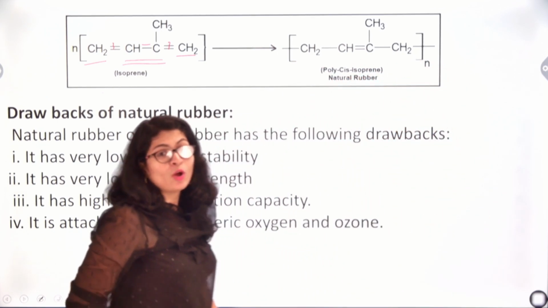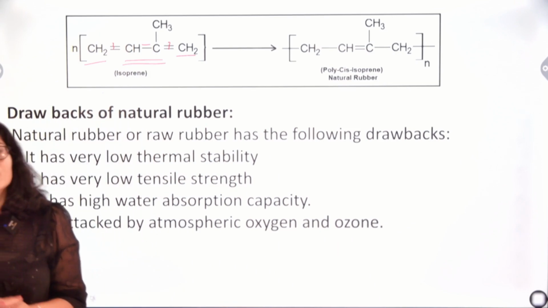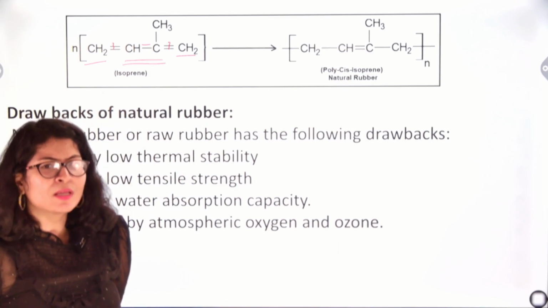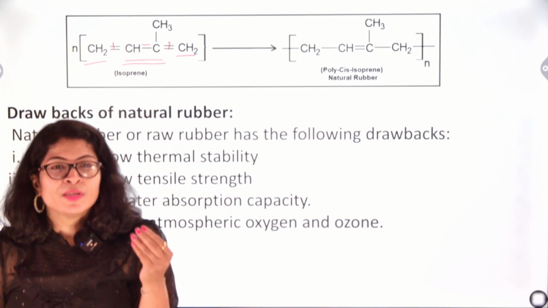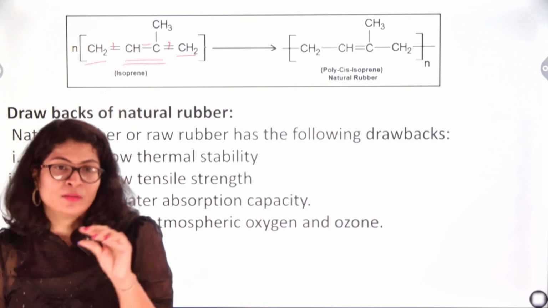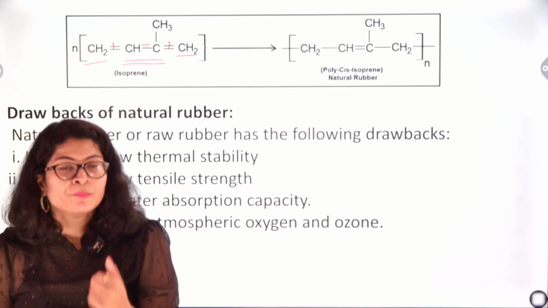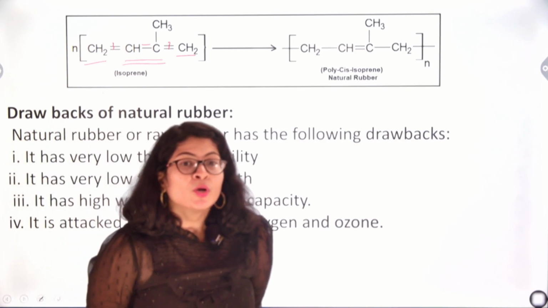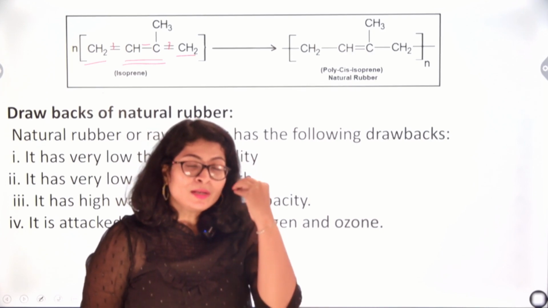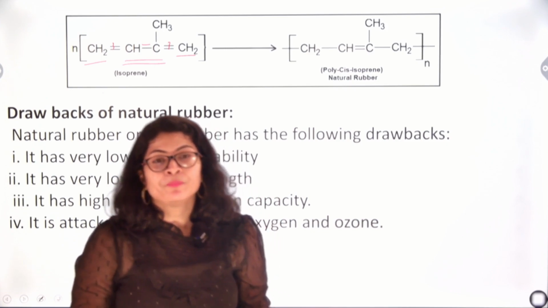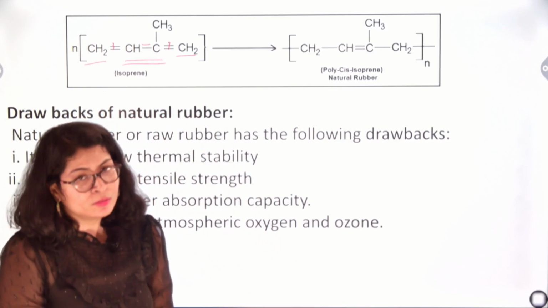Now, what are the drawbacks of natural rubber? You have seen that when rubber is placed outside, mostly in summers, and we touch it, it becomes very sticky, and a slimy substance develops on the top coating of the rubber. Why does that happen? Because rubber has very low thermal stability. It is not very heat resistant, and that makes it unfit for normal use.